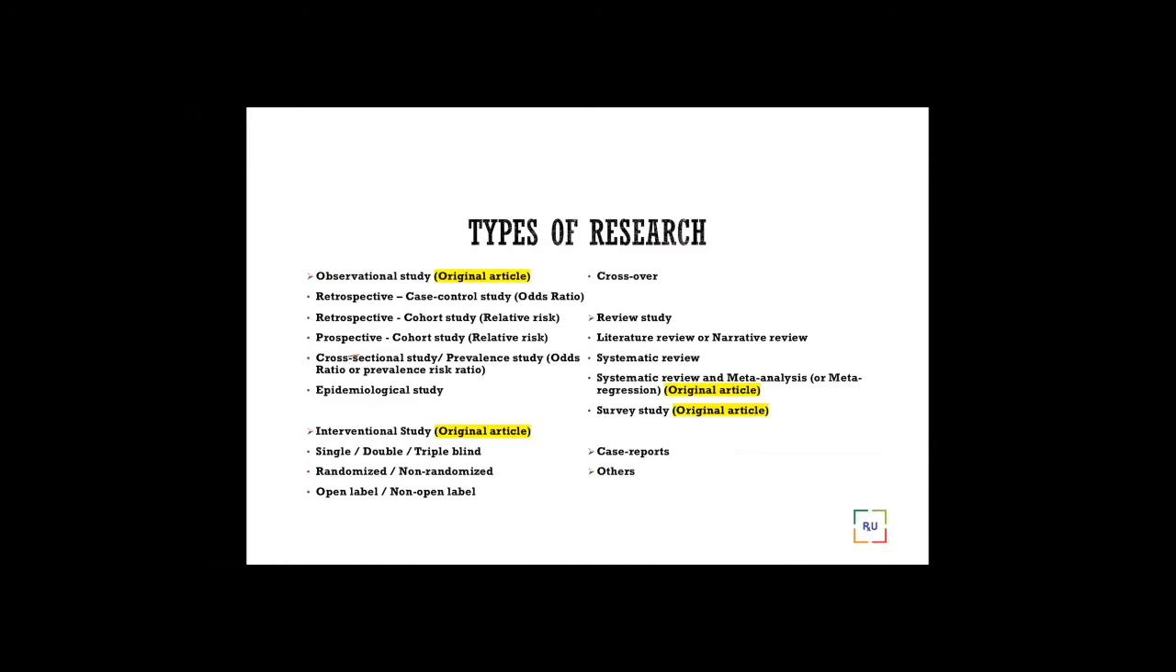Number one type is literature review and narrative review. In the next session, I'll cover each and every subsection with examples, so we will have a clear idea of the differentiation: what is a literature review and a systematic review, a systematic review with meta-analysis or with meta-regression or with survey study. We will try to cover everything one by one.